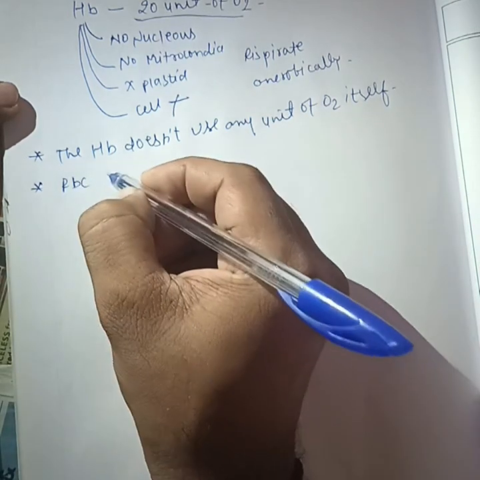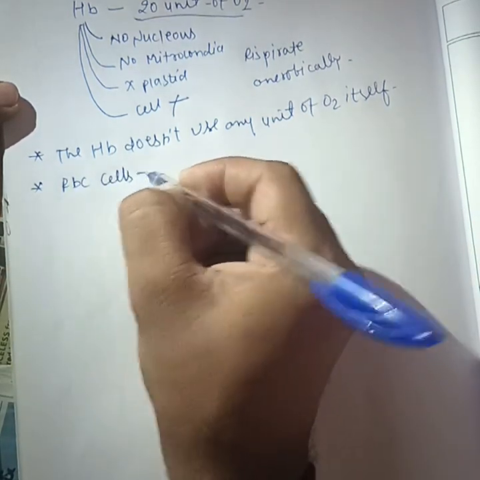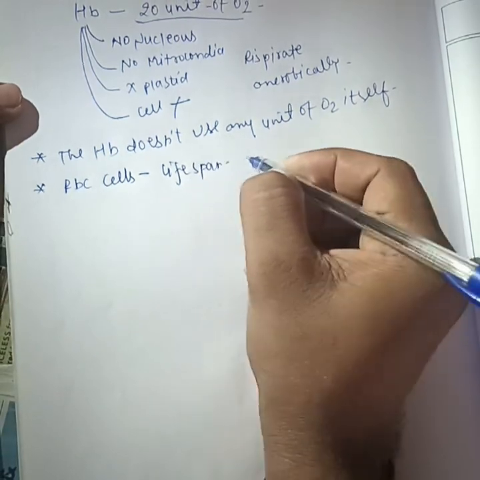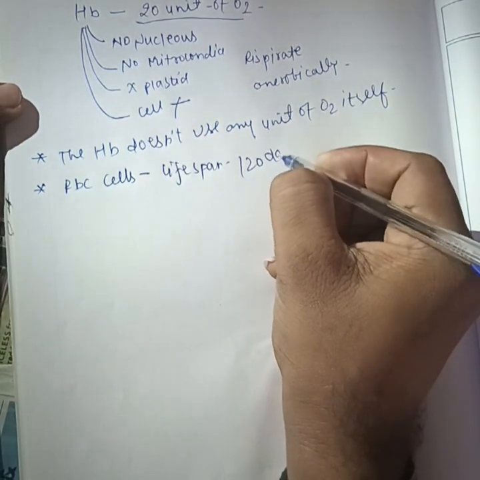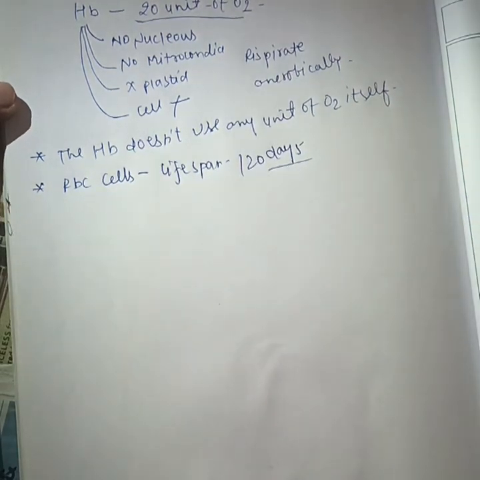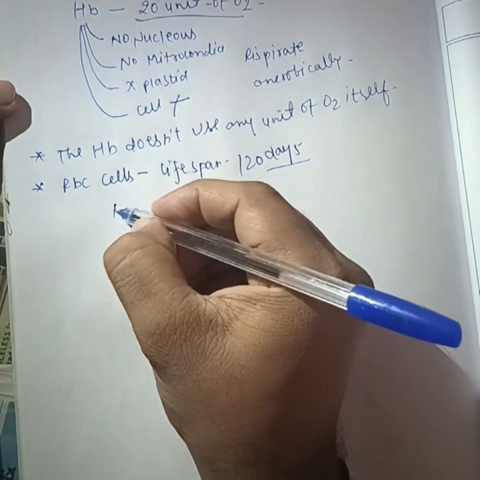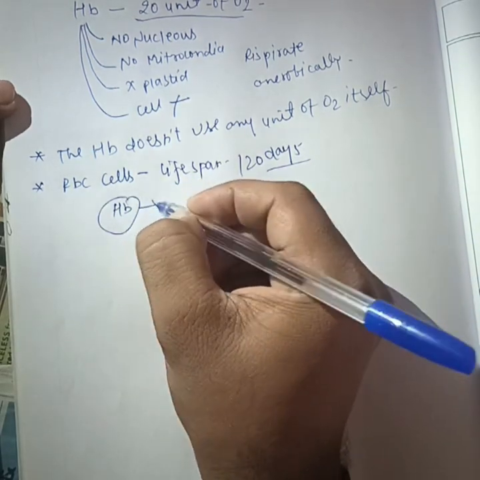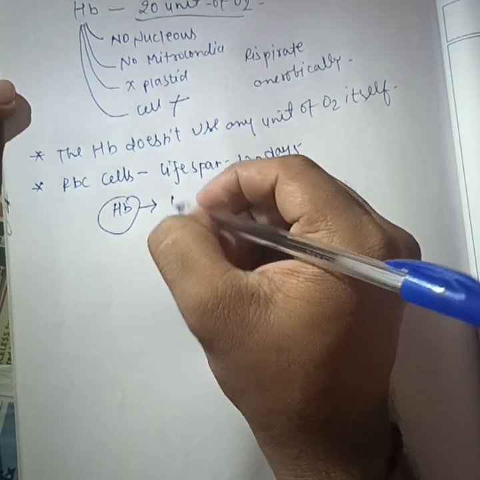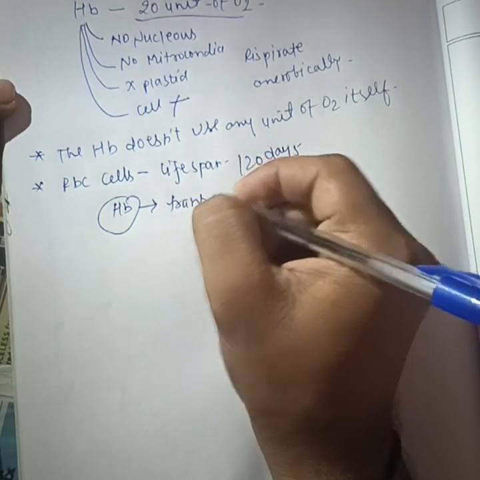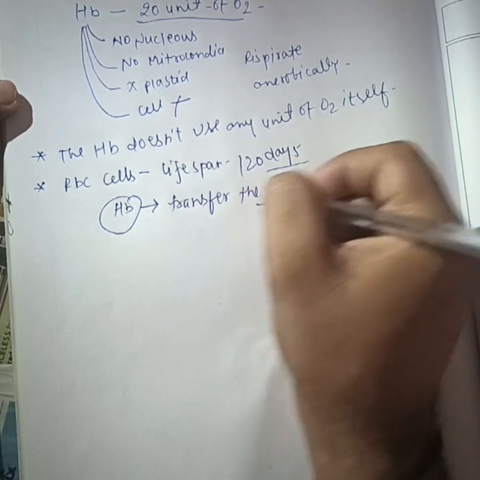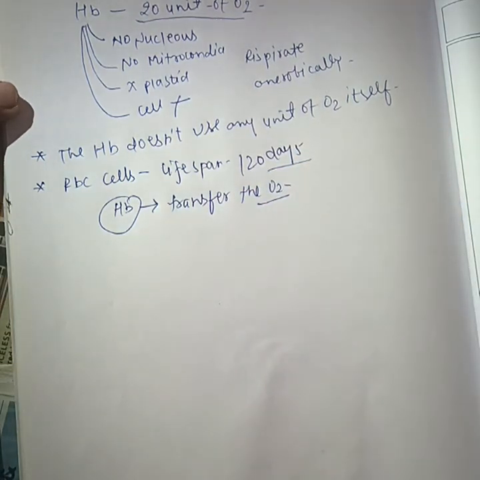RBC सेल्स की लाइफ स्पैन 120 days. Before 120 days, the hemoglobin is synthesized, okay, and transfers the oxygen.